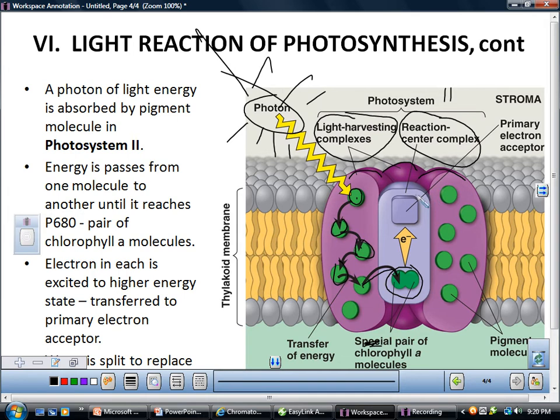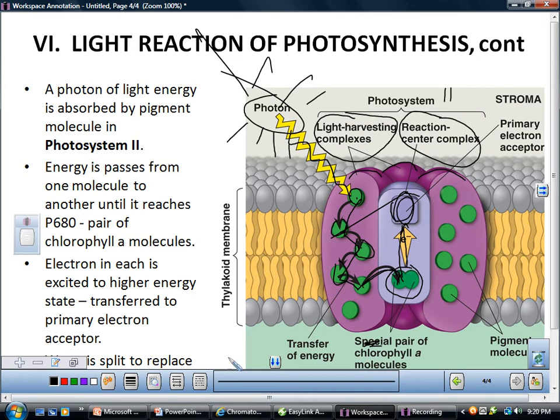So the primary electron acceptor is this little box right here. And so that's going to accept electrons as these are raised to a high state. So once again, photon energy starts the energy coming down. This excites, energy is passed to different pigment molecules, gets passed to chlorophyll A, who then raises that electron to an excited state up to our primary electron acceptor.